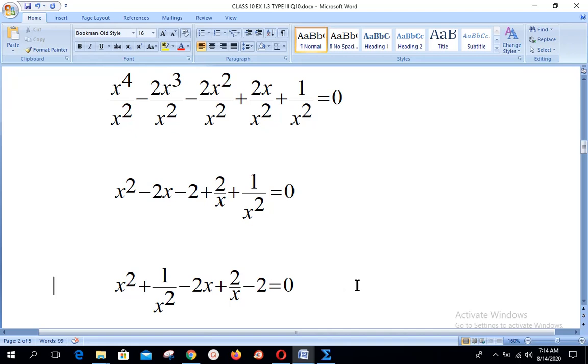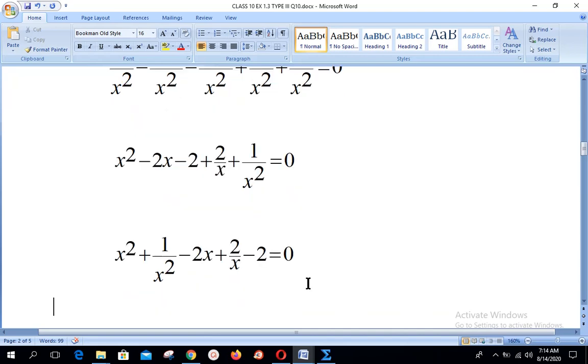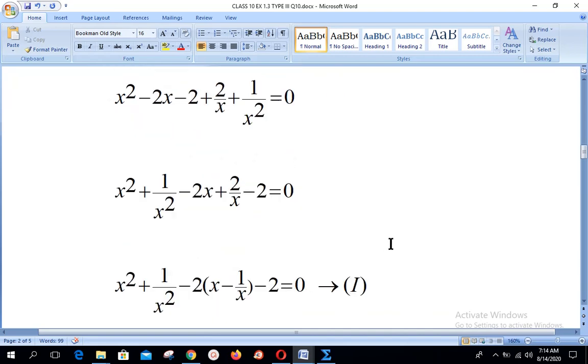Now what to do? Taking minus 2 common, we see what is left. By taking common from term number 3 and term number 4, we have minus 2 into x minus 1 over x. Remember that term number 3 having sign minus, so the sign of term number 4 will be changed. There is no other change, that is constant remains the same and the first two terms remain the same. We give it equation number 1.